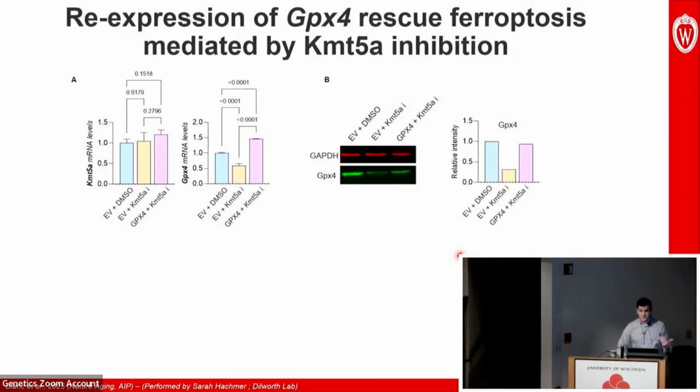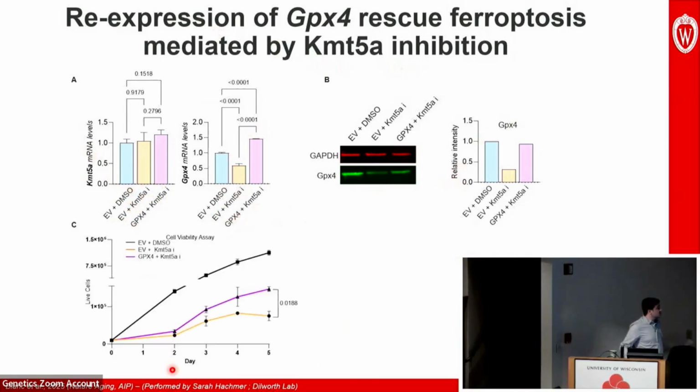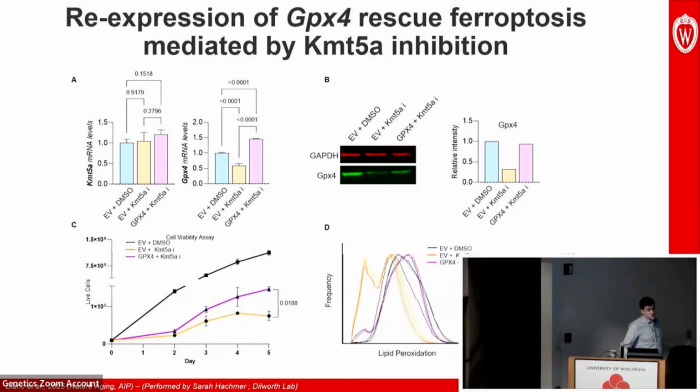Same thing, we wondered, is the loss of GPX4 the only thing that actually causes ferroptosis? Of course, we can't be sure because we haven't done that in vivo, only ex vivo. But when we re-express GPX4 in cells that are targeted with the catalytic inhibitor, we restore GPX4 expression, but also the survival of those cells, as well as reducing lipid peroxidation. So it makes sense. That was pretty expected, that when you overexpress the one protein that does that job, you are going to fix the problem.